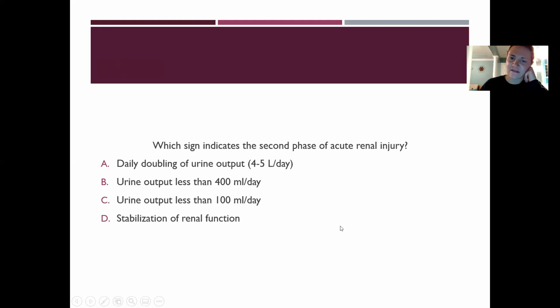Which sign indicates the second phase of acute renal injury? So you have oliguric, it's the first phase where urine output is less than 400 mLs a day. The second phase is diuretic, where they will pee out 4 to 5 liters per day. So that would be A. B would be the first phase, and D would be the third phase, just to kind of orient you to what's going on. C would be like anuria, basically.